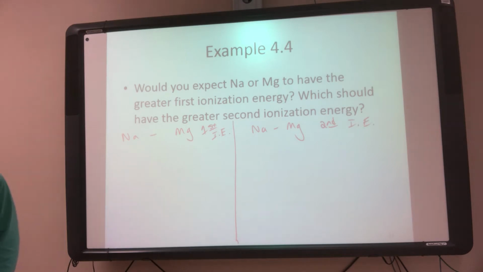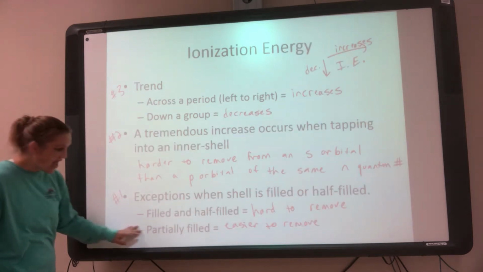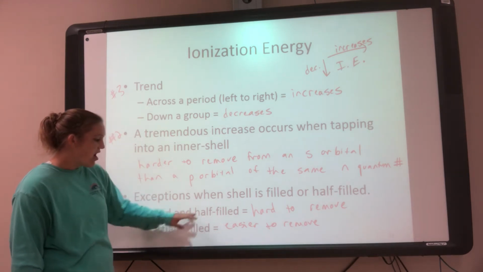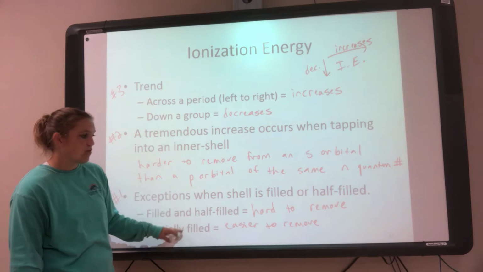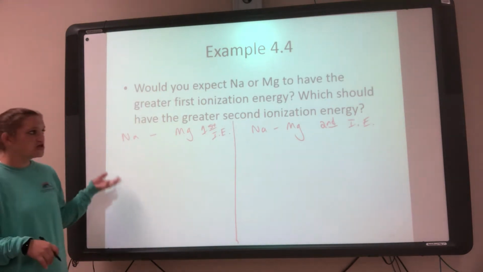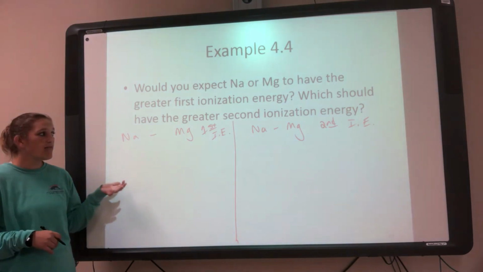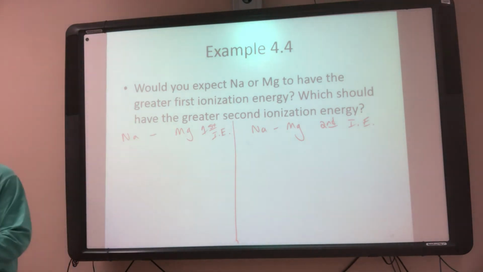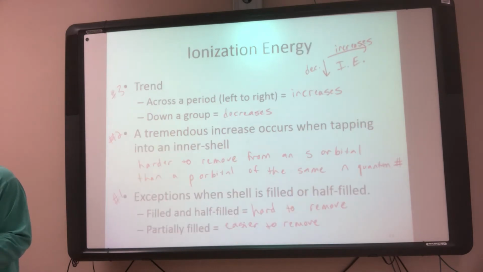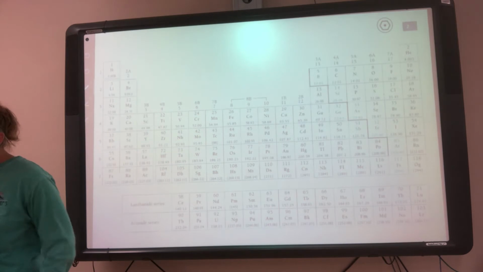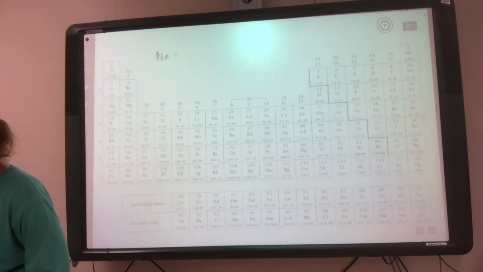If I want to know the answer to this, based on my rules, I have to know where that electron is. Is the electron in a filled, a half-filled, or a partially filled orbital? The only way for me to know where that electron is, is to write out my electron configuration and draw my orbital diagram. So let's do that for sodium and for magnesium.